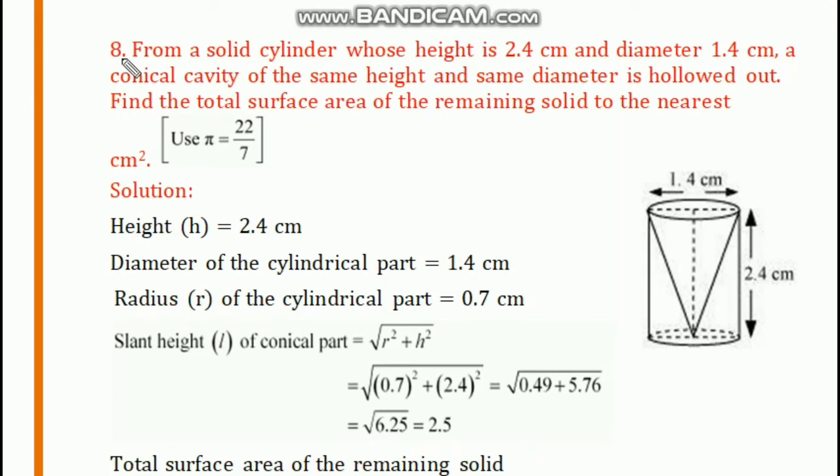Students, let's discuss exercise 13.18 sum. From a solid cylinder whose height is 2.4 centimeter and diameter 1.4 centimeter, a conical cavity of the same height and same diameter is hollowed out. Here, that conical cavity is hollowed out, and its radius and height are the same as the cylinder's. So find the total surface area of the remaining solid to the nearest.